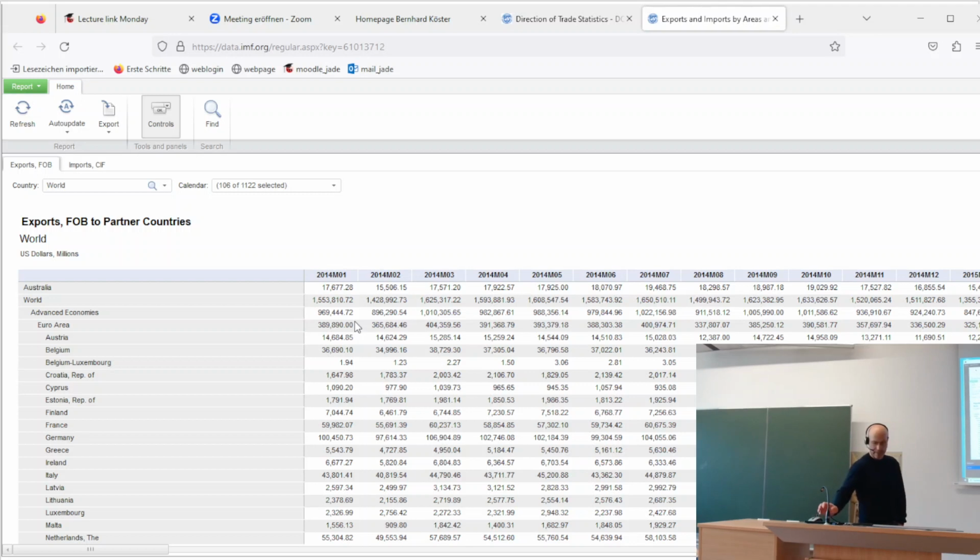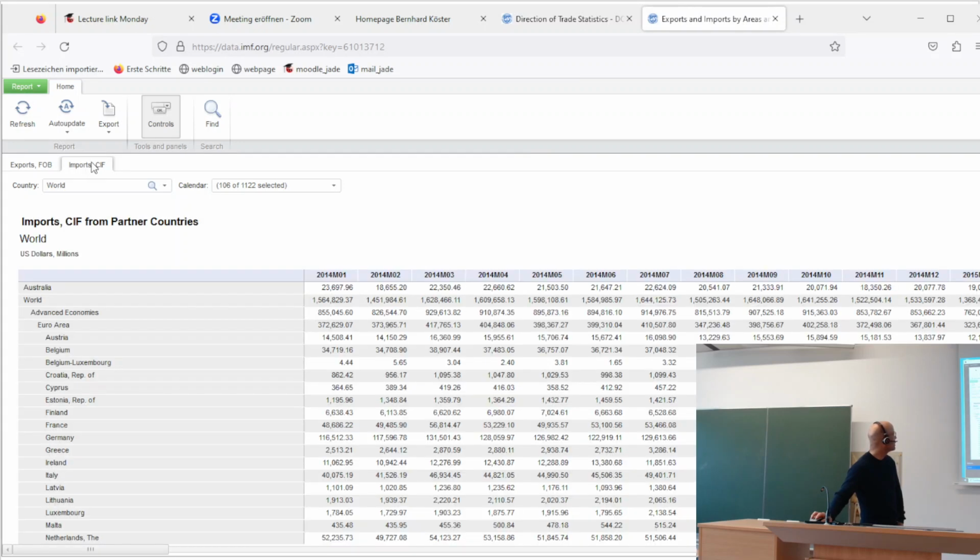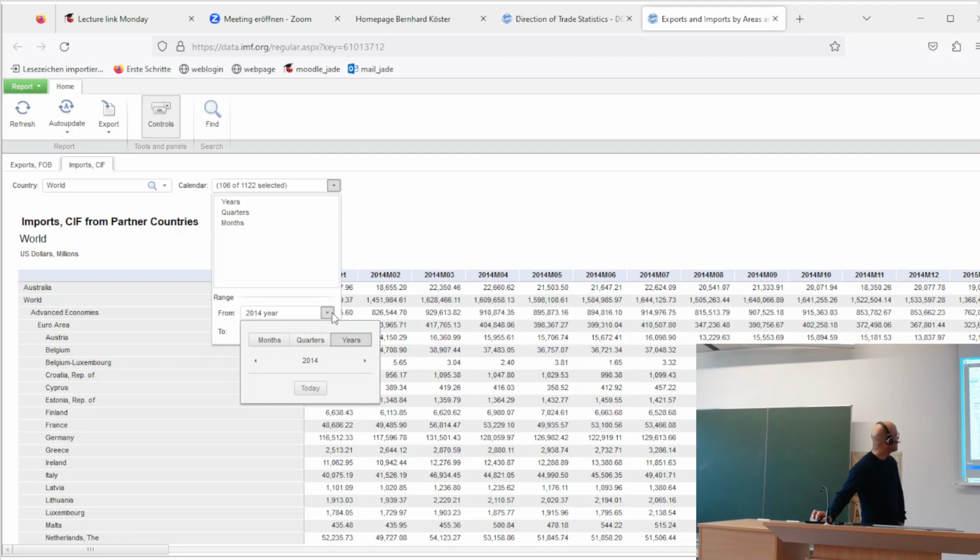So here you see exports, here we have imports, and here you can put in years, quarters, time. But if you change something here, this I learned too, you first have to go to auto update so that it really takes the changes you have made, and it always takes some time also.